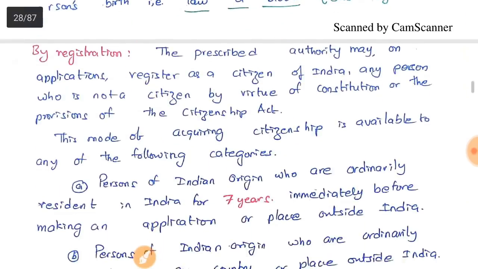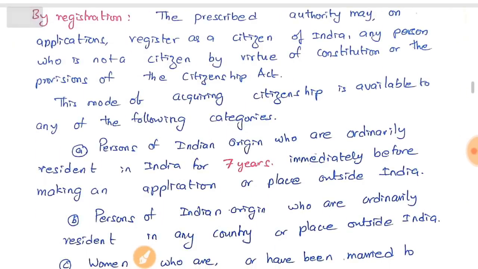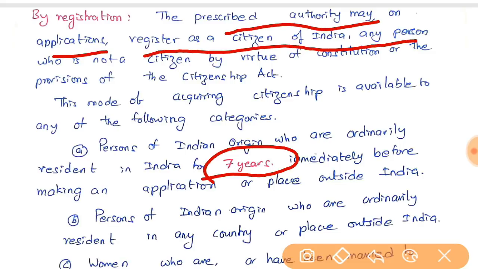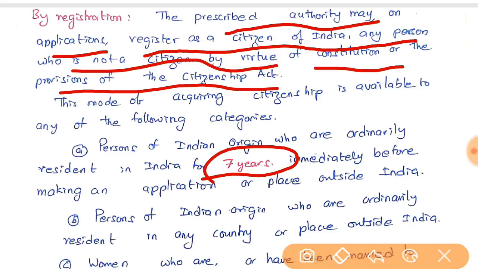By registration, actually you are not born in India, you have not spent some time in India, but you have come to India, and before registration you have to have at least 7 years of residential proof in India, friends. Then you can register here. The prescribed authority may, on application, register as a citizen of India any person who is not a citizen by virtue of the constitution or the provisions of the Citizenship Act. This mode of acquiring citizenship is available to any of the following categories, friends.